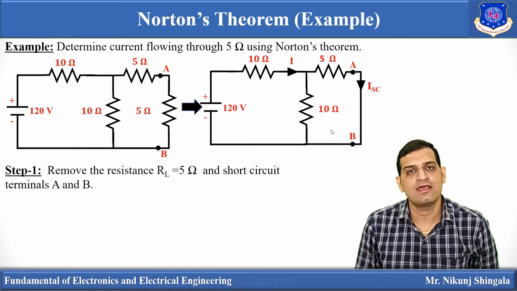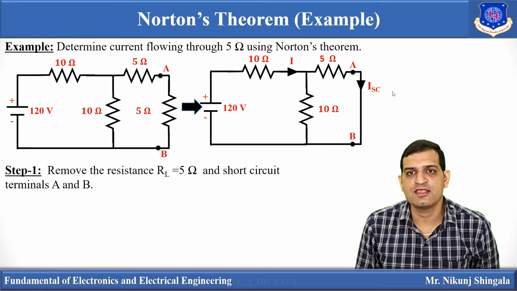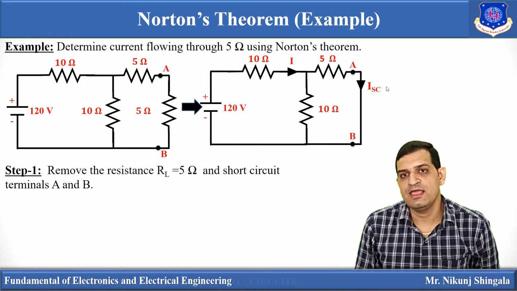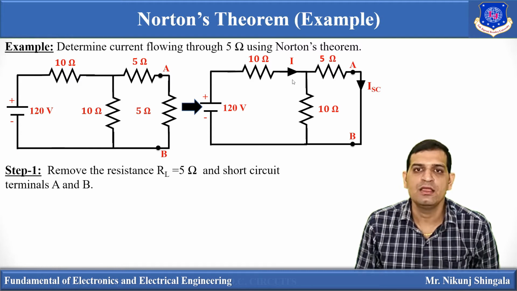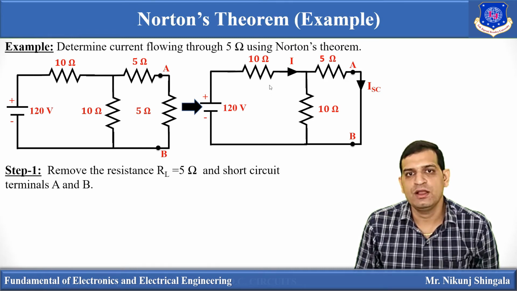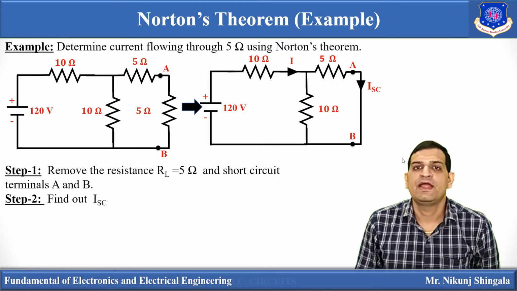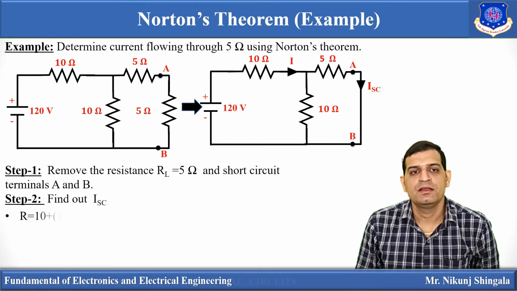So now the network looks like this one. Now the current flowing between point A and B is nothing but the IAC. So we have to first find out the IAC. Now how can we find out the IAC? To determine IAC, we need to have the value of this current I, that is the current entering these two parallel resistors. So to find the I, we need to have the total resistance of the entire network, and finally we can have the value of I. So finding out the IAC is the second step.